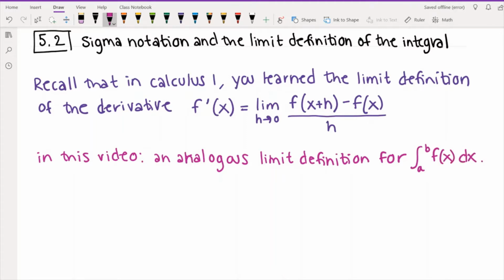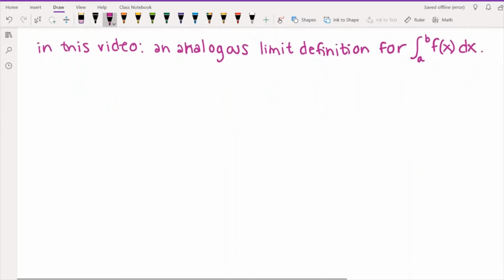In order to understand this limit definition, there's some new notation that we're going to learn. So I have to pause and step away from the idea of calculus, where we're not really going to be doing calculus in this next part. We're just going to focus on learning this new symbol and understanding how to use it.